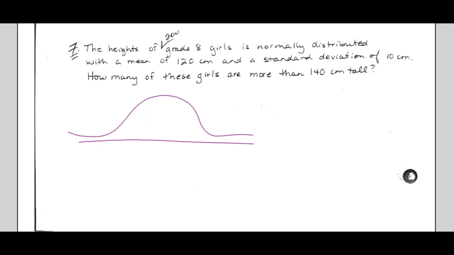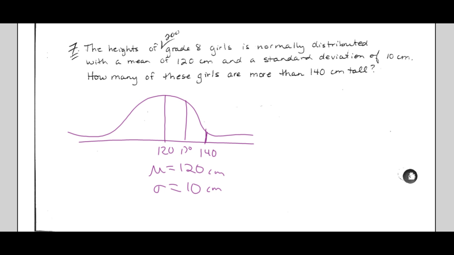Okay, so mean of 120, and a standard deviation of 10. Well, they're grade 8s. Those actually have units, right? It's 120 centimeters. And a standard deviation of 10. How many of these girls? Where does 140 lie in this distribution? To the right, right? And it's actually a couple of standard deviations out. If that's 120, one standard deviation is 130, two standard deviations is 140.